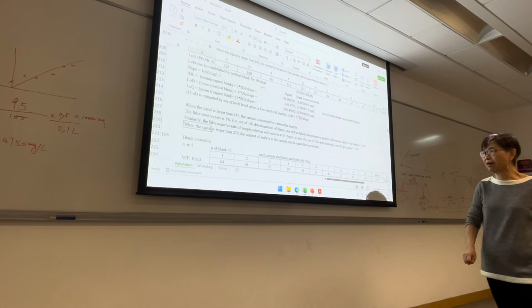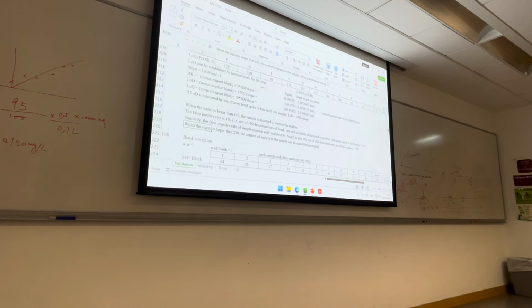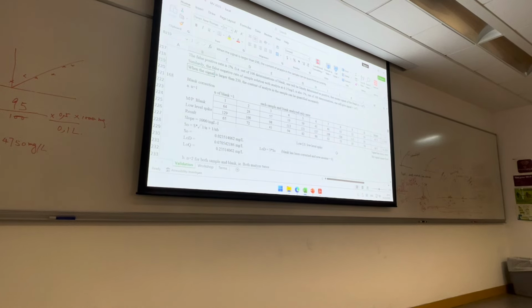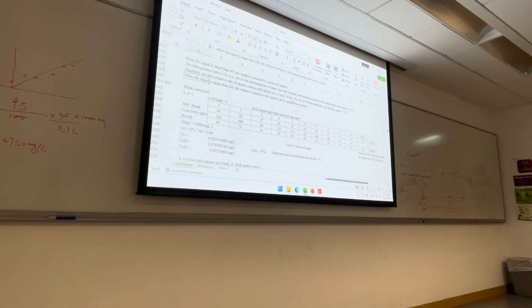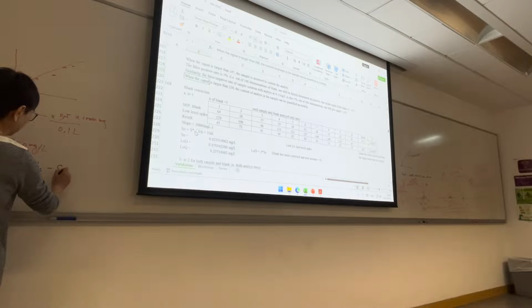the second example is blank correction. What is the meaning of blank correction? This is specified in the test standard. The equation, the concentration is equal to, maybe, I don't want concentration. A, the analyte, is equal to the signal of sample minus signal of your blank.